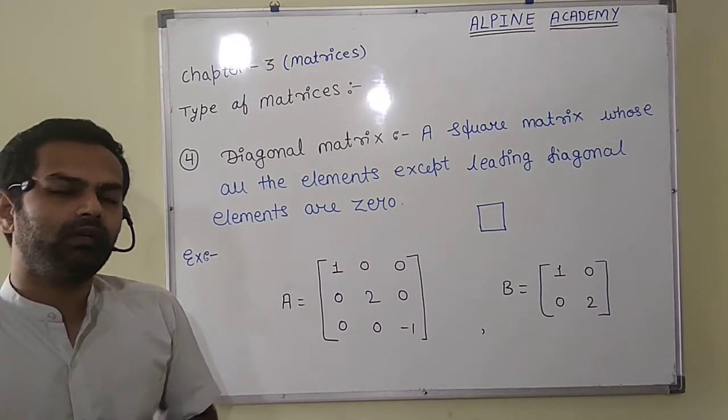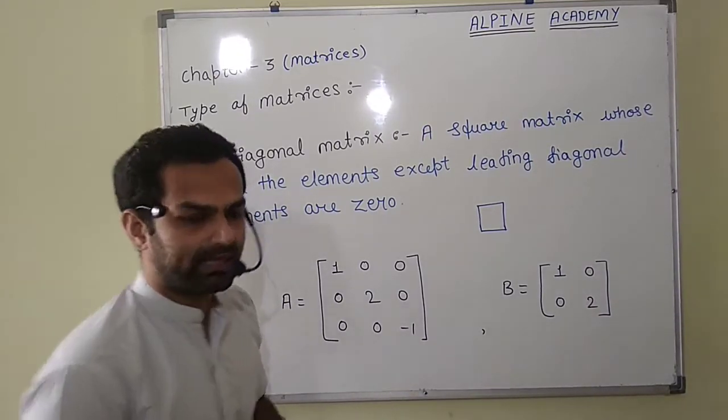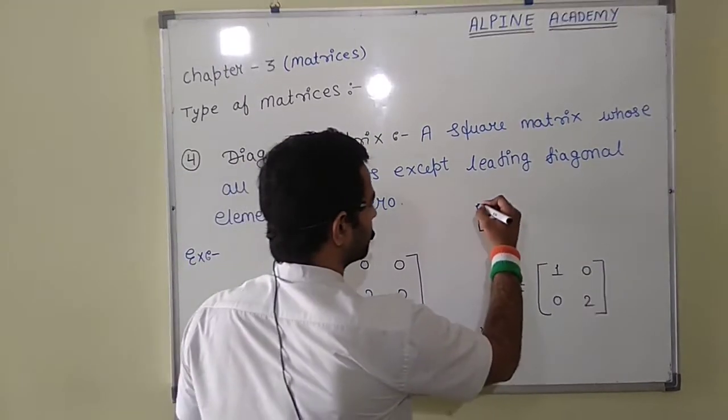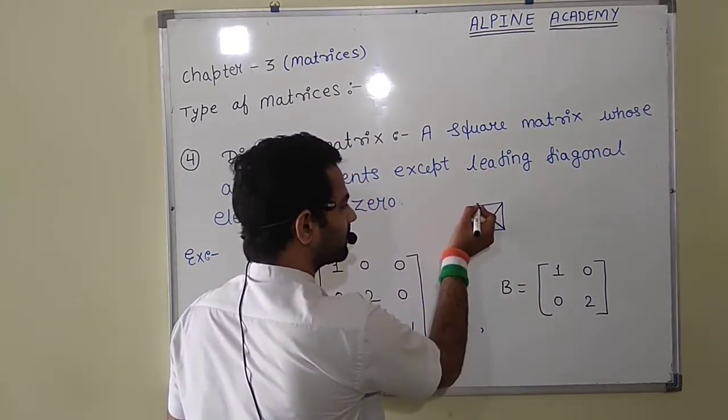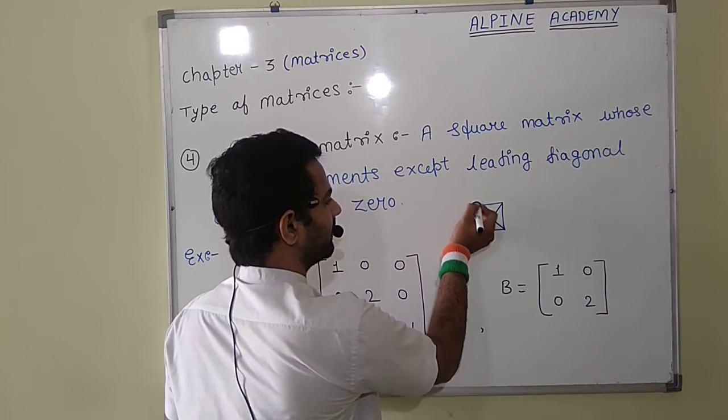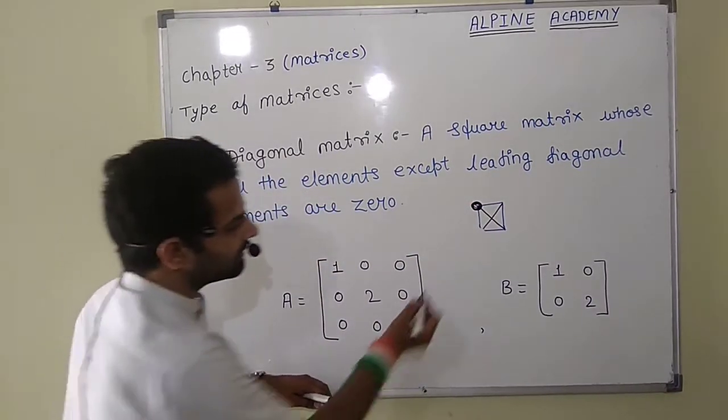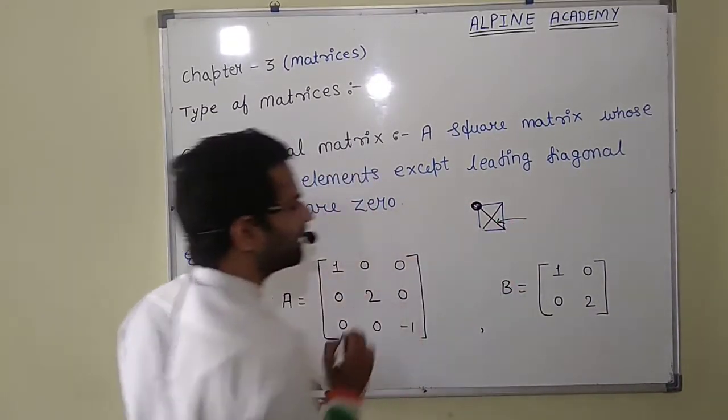So what is the meaning of leading diagonal here? We know that in a square there are two diagonals. One is this and the second one is this. The one which starts from the first element in our matrix is called the leading diagonal. So this is our leading diagonal.